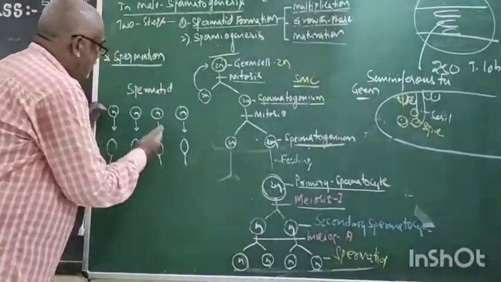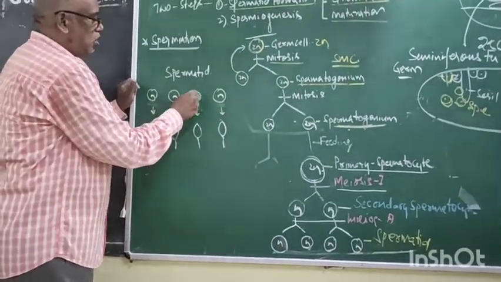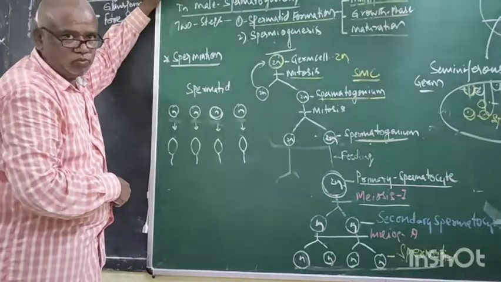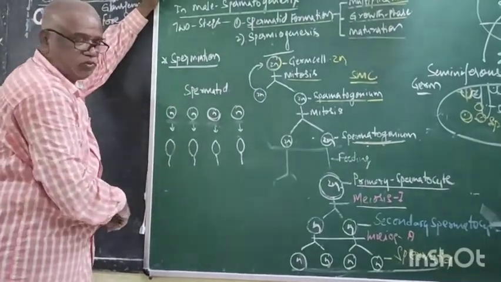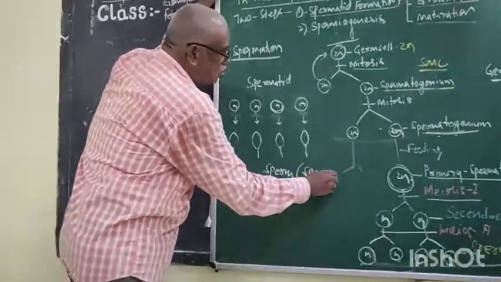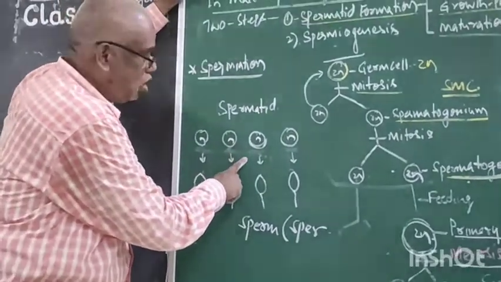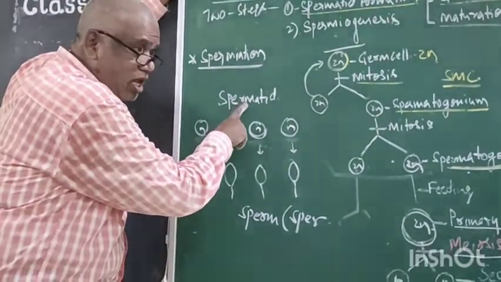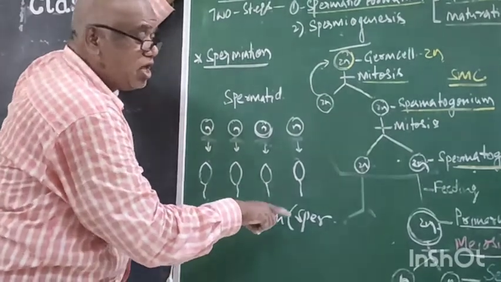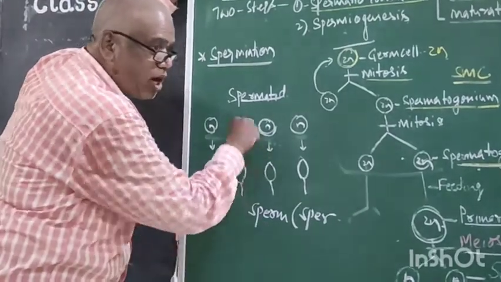Now I draw the spermatids here: 1, 2, 3. This is the spermatid. See, what is the shape? Spherical. Who? Spermatid. Now this is called sperm, which is also called spermatozoa. Spherical, non-motile, without tail, converted into a tadpole-shaped, motile sperm. Who is converted? What is this cell name? Spermatid. What is this cell name? Sperm. Who is converted into what?